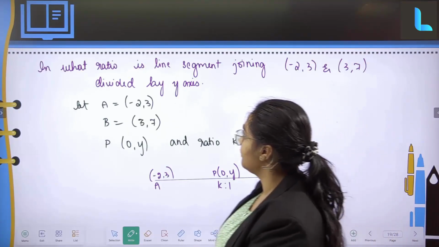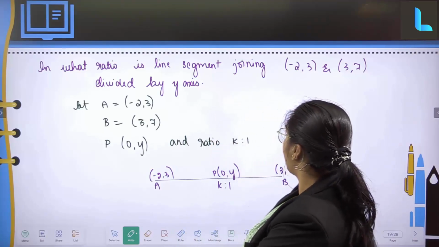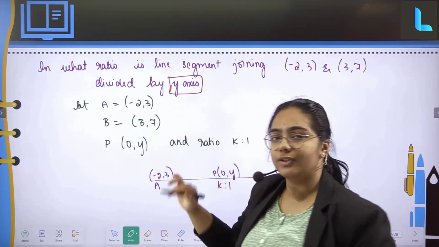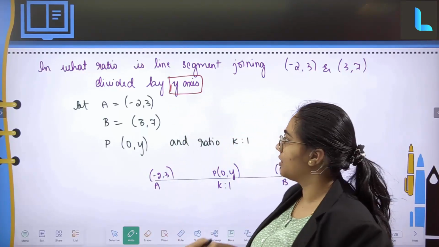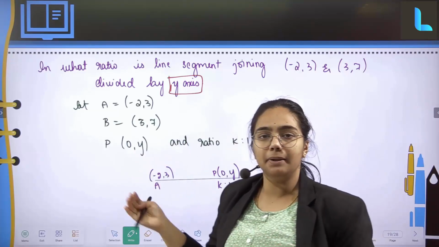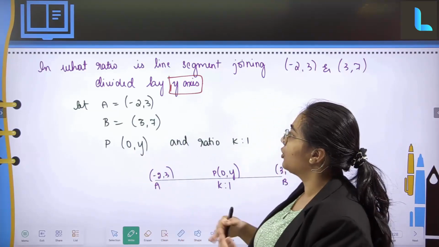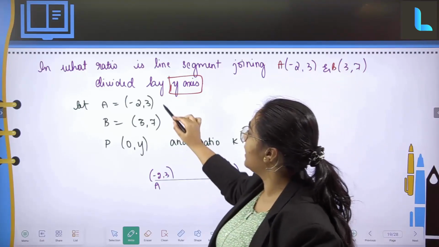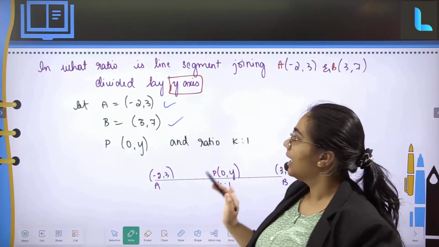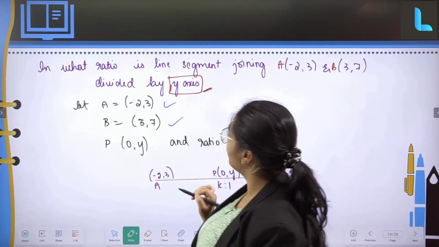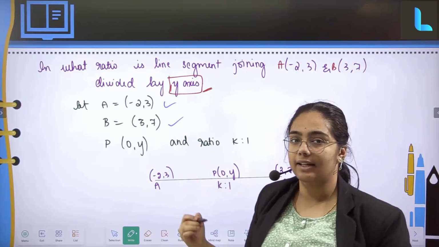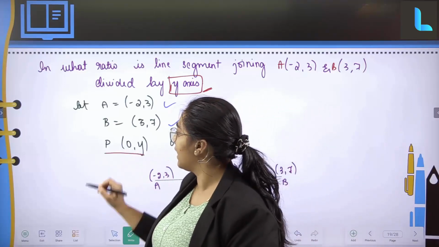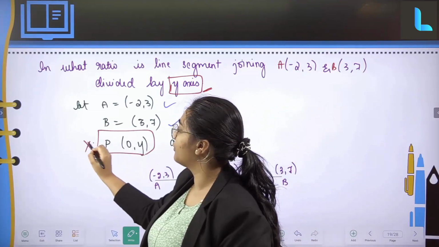Clear? Next question. In what ratio is the line segment joining the points divided by the y-axis? We came across the theory and also one marker question, so using that application is what we have to solve now. How do I do that? First and foremost, I have 2 points given, that I will consider as A and B. Then I have the information that it is going to be divided by the y-axis. If it is divided by the y-axis, my point is going to be 0, y. This is the whole crux of the question.